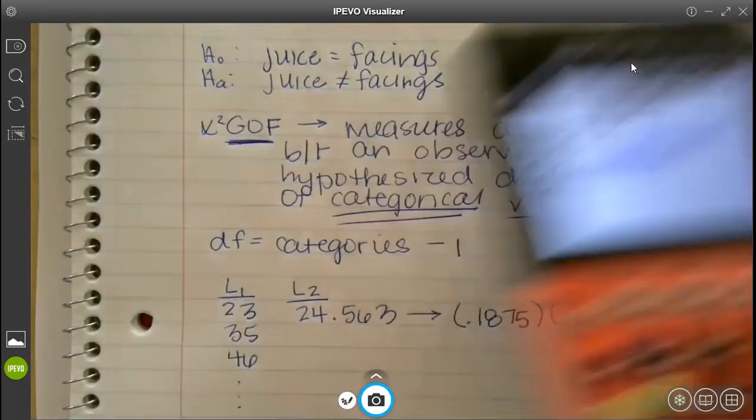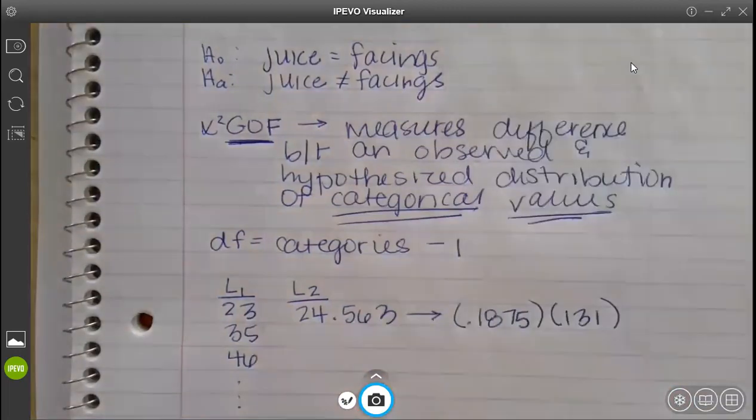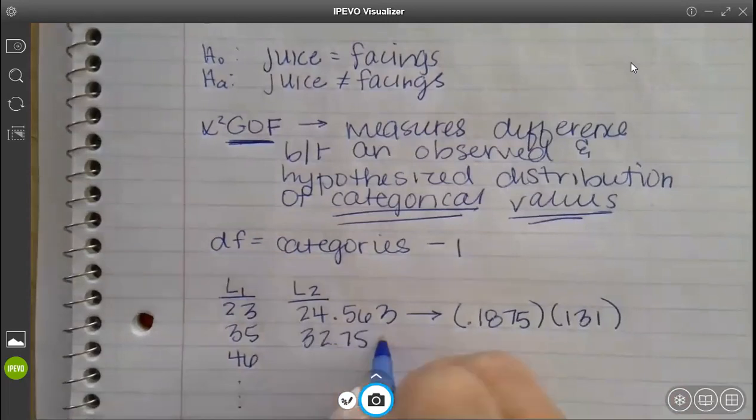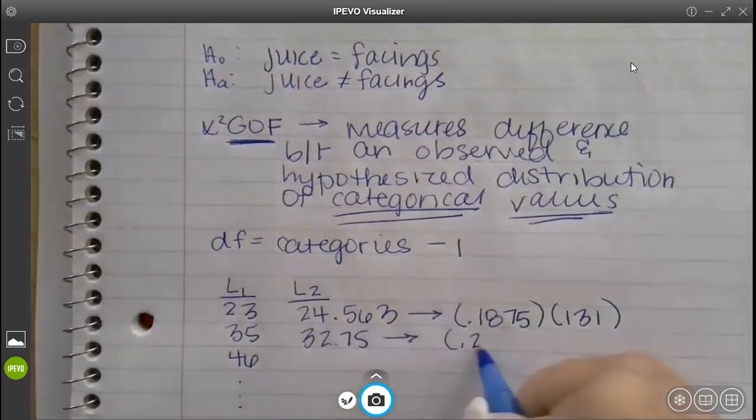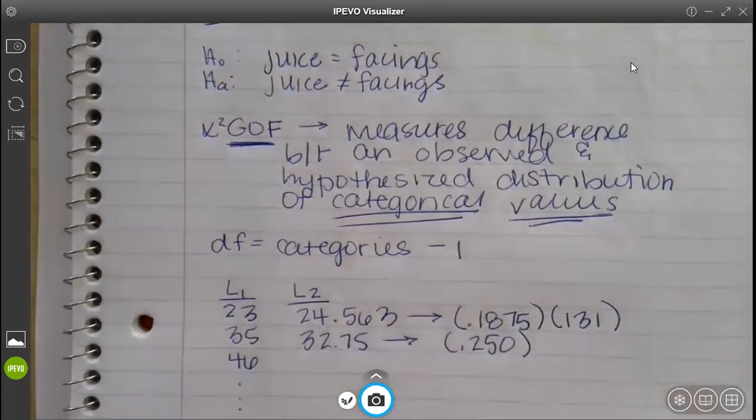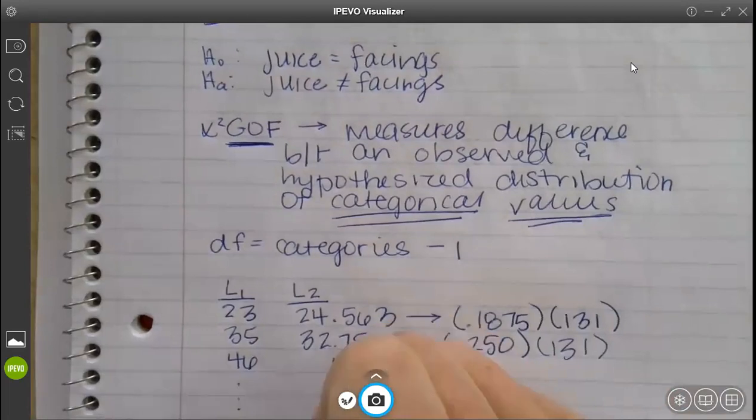Okay, so your observed is the 23, 35, 46. The next one is going to be 3275 because that is the proportion that you had in the first row times your total fruits. So on, so forth through that.